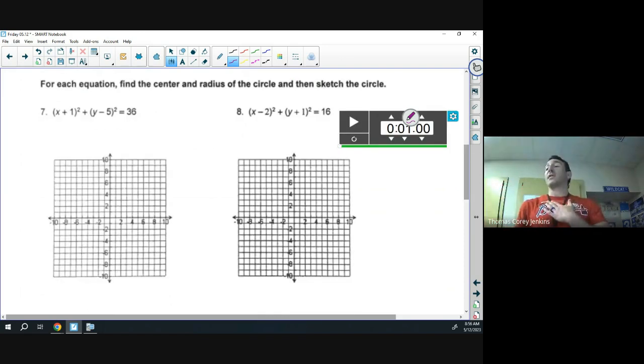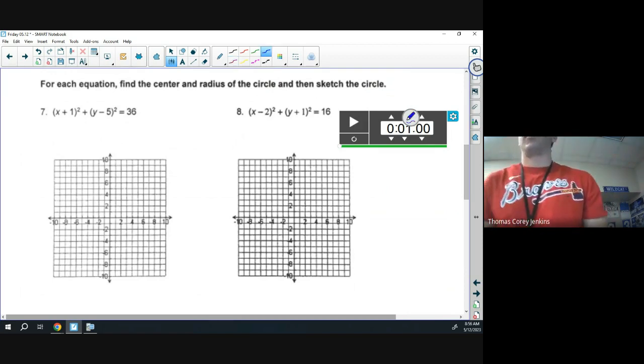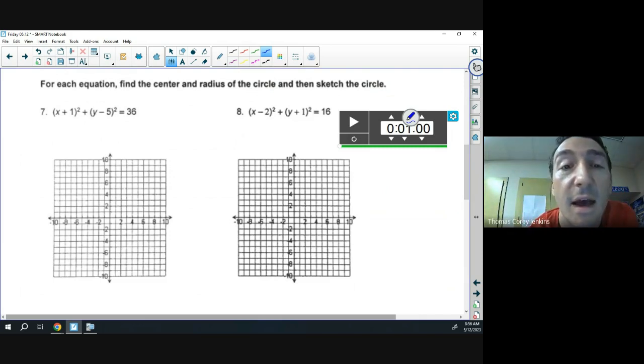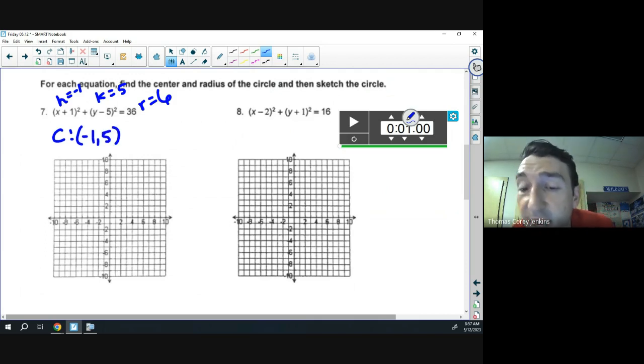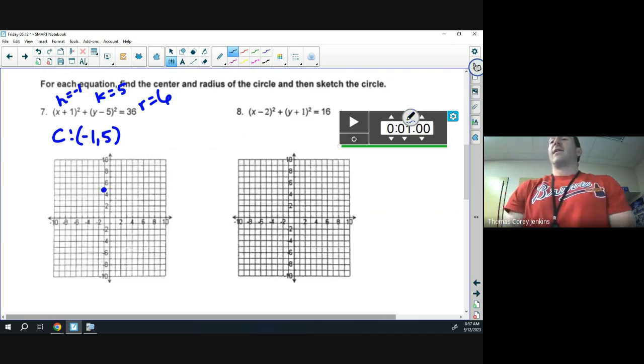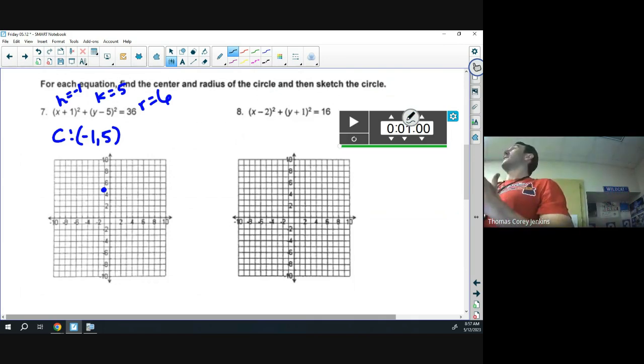Number 7, number 8, we're actually going to look at how to graph given the information, and basically use the center and the radius, right? So the center of number 7, we'd have h is -1, k is +5, and r is 6. Okay, so my center is -1, 5, and again my radius is 6. So my center is my guide point, -1, 5. And then my radius, I count just above, below, to the right, and to the left, right?